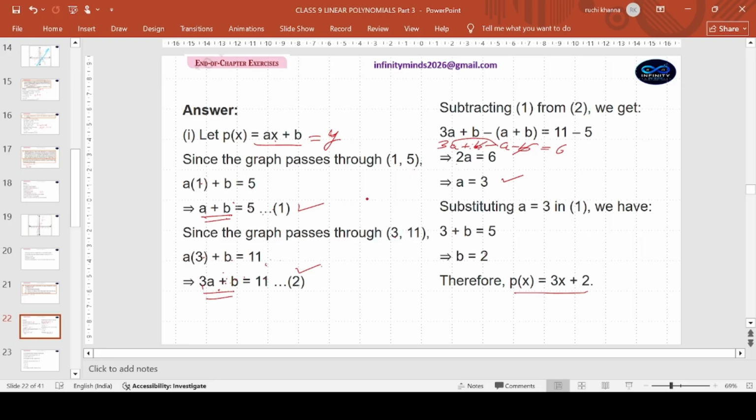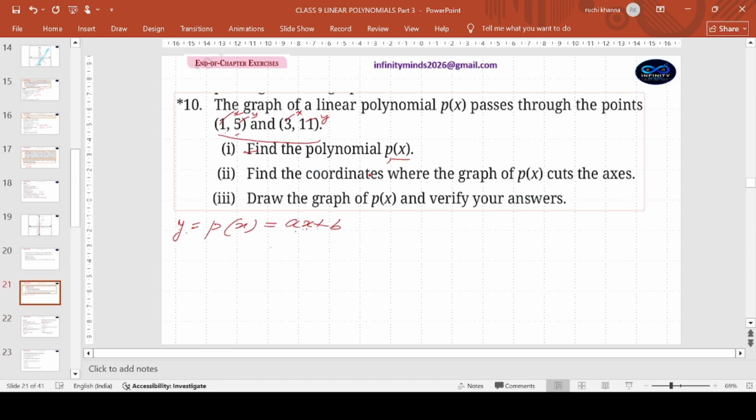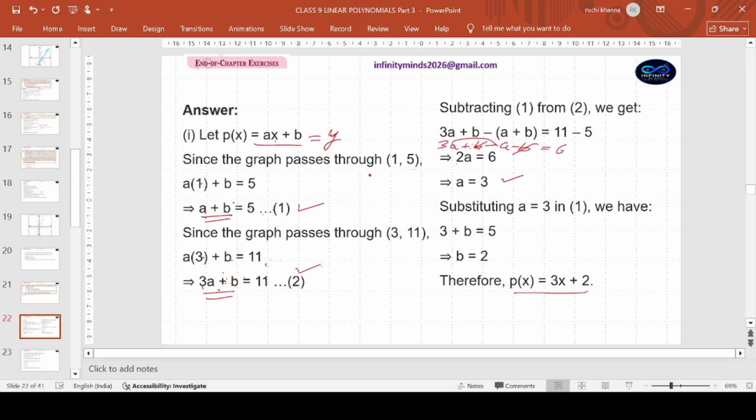Okay? Clear? All these questions you need to practice once again. The answers are in front of you. You can revert back, play the video as many times, and then understand and proceed. But you must practice it on your own. Okay, next part of the question. Find the coordinate where the graph of p(x) cuts the axis. Now we have got the polynomial, now where does it cut the axis.